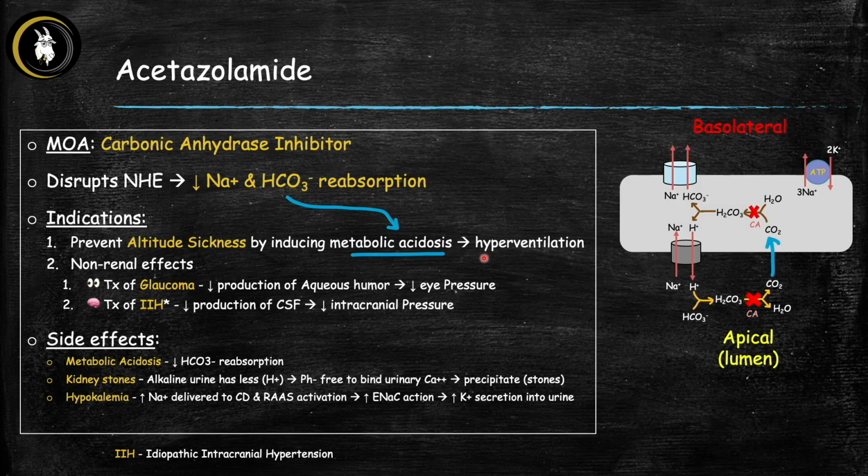And this hyperventilation is actually going to be helpful for them when they go up in altitude because the atmospheric pressure and the levels of oxygen are lower. So hyperventilation is going to help them get more oxygen and prevent altitude sickness.